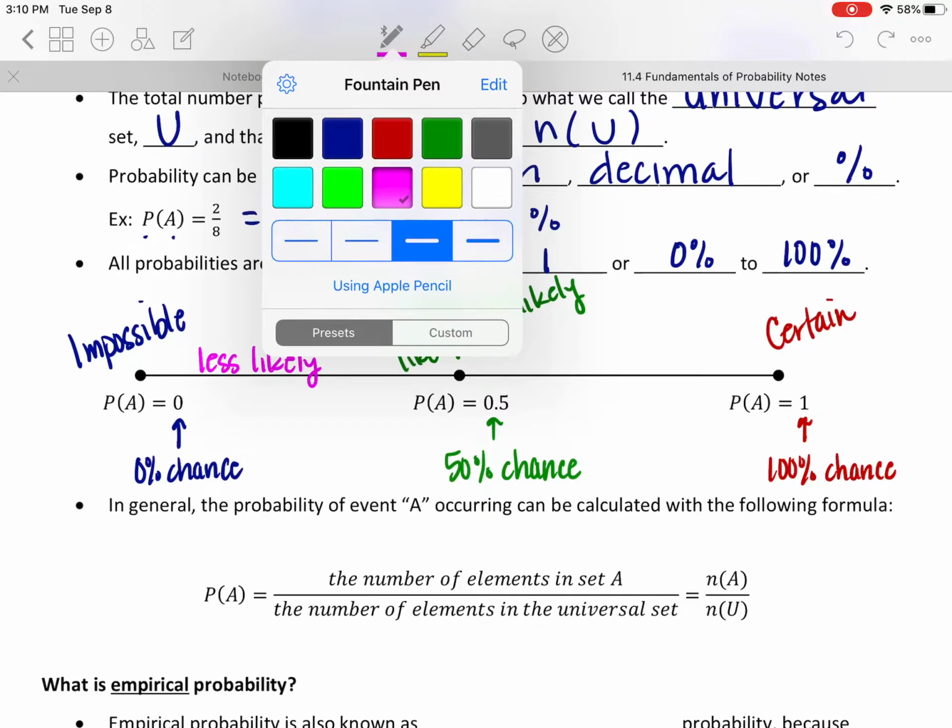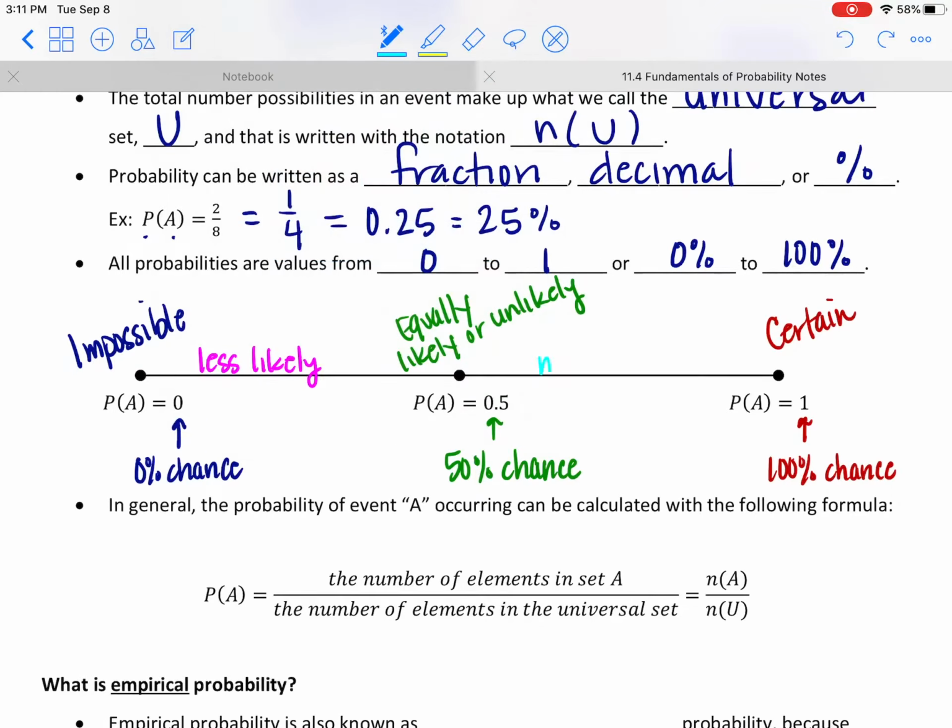Let's see. Let's go with... Oh, that's terrible. I don't know if that's you. Can you read that? That's a tough one for me to read. Let's see. Let's go more like that, that's better. More likely to occur here.